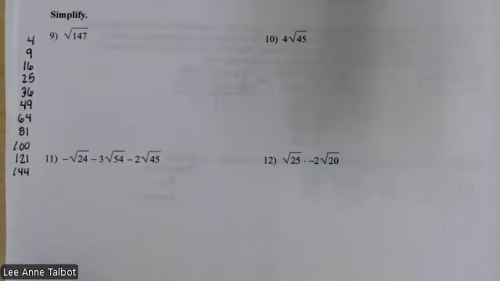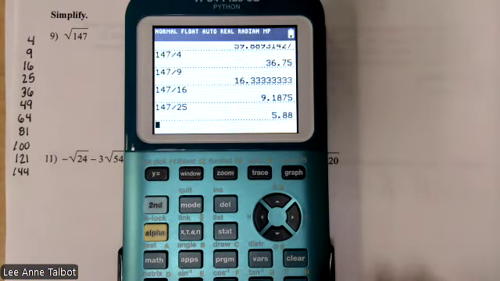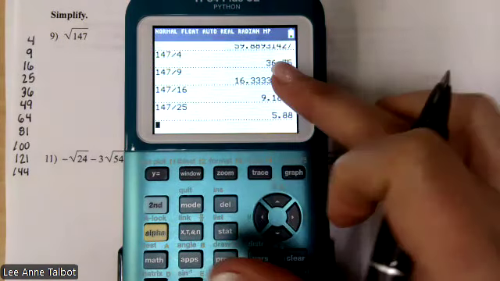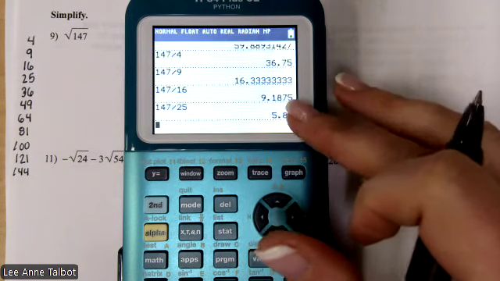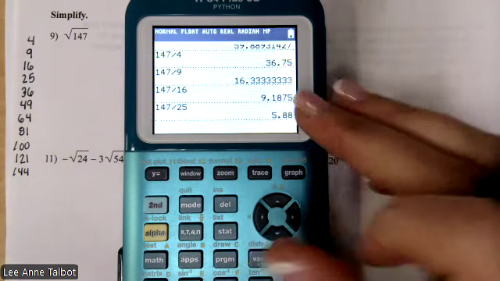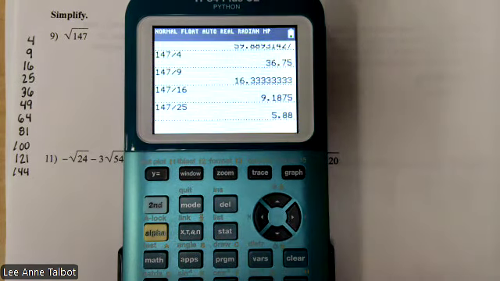What do you guys think about 147? I'm working on it here. I'm going up the list. I tried 4, that was a nope. I tried 9, that was a nope. I tried 16. Nice. I was almost there.